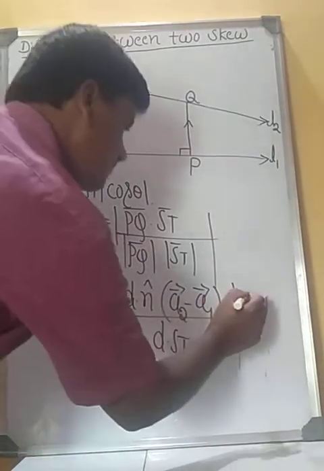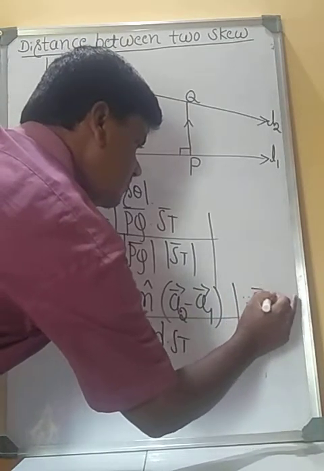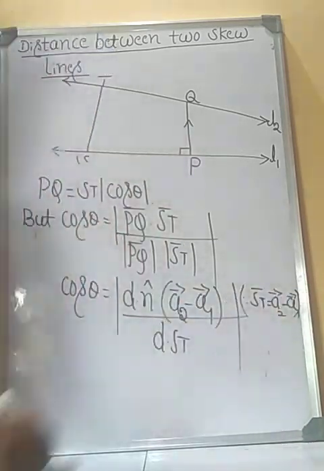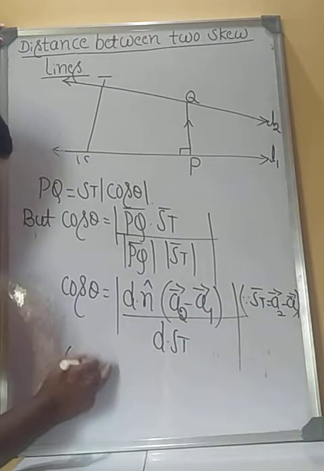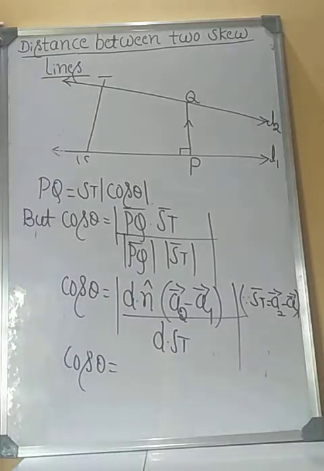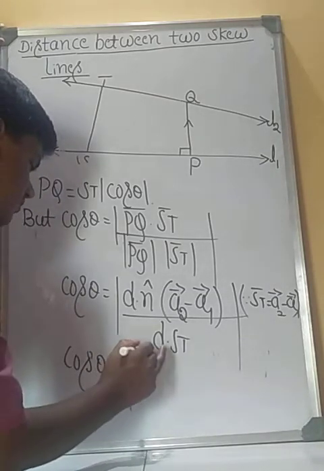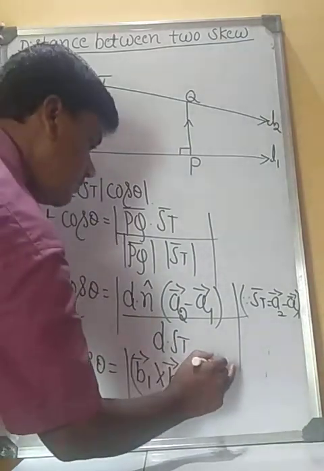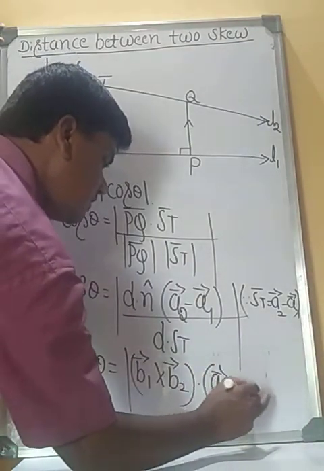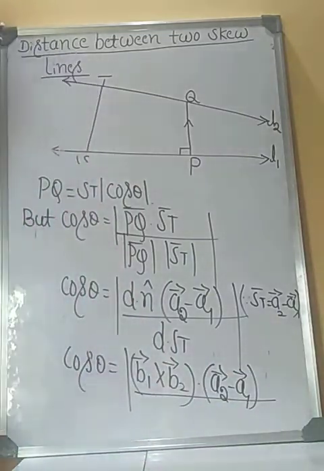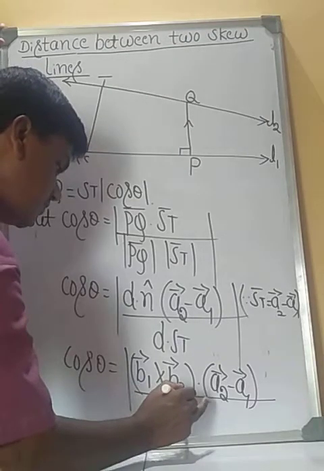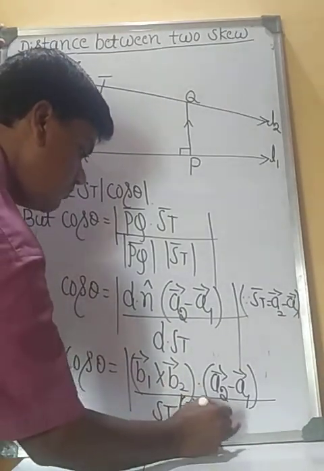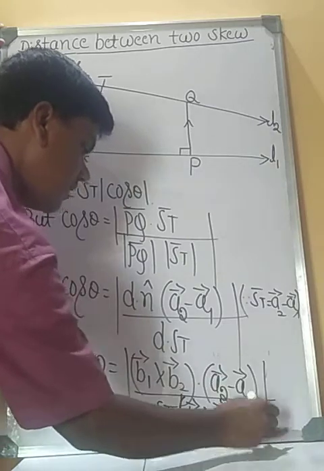Here, since ST is equal to a2 vector minus a1 vector, therefore cos theta equals magnitude of b1 vector cross b2 vector dot a2 vector minus a1 vector, divided by ST into magnitude of b1 vector cross b2 vector.